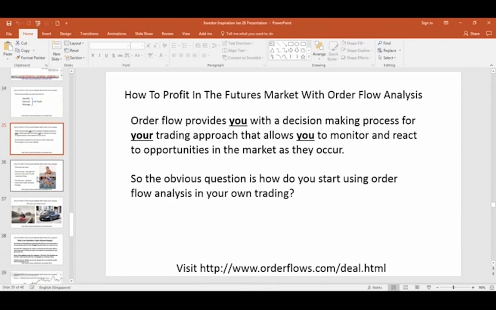So order flow provides you with a decision-making process for your trading approach that allows you to monitor and react to opportunities as they occur, right? Depending on how you trade, order flow can help you, whether you look at minute charts, range charts, Renko charts, order flow can help you in your own trading style.